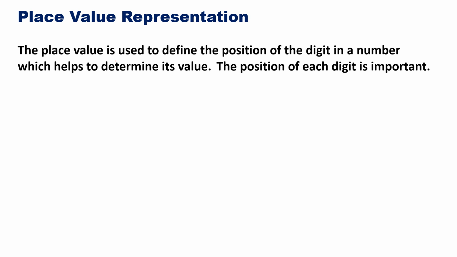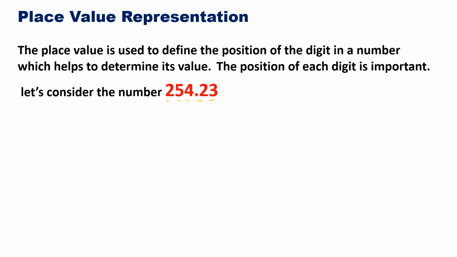Let's take one example. We have one number, 254.23. So here we have to calculate what are the digits we have used in this number. 2, 5, 4, 2 and 3. So these are the digits we have used in this number 254.23.